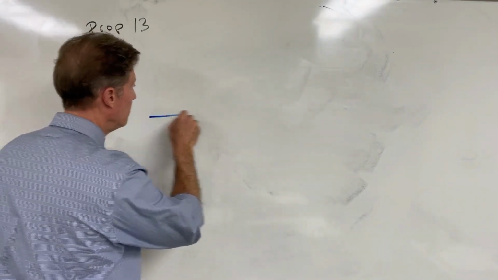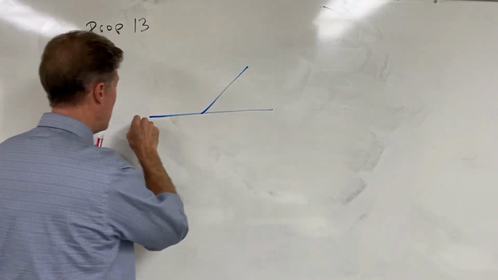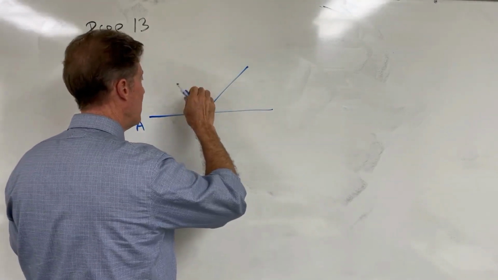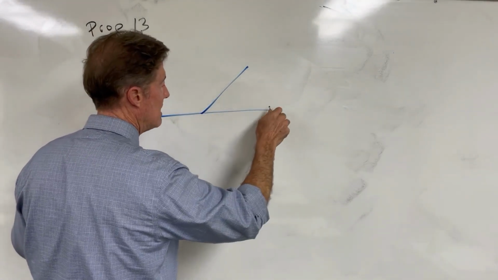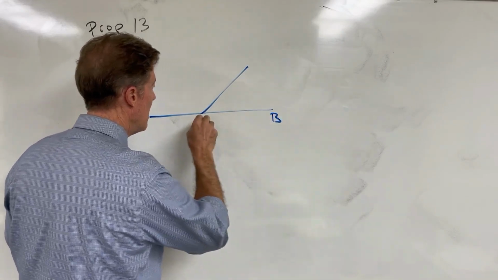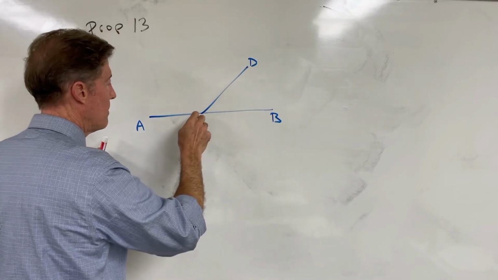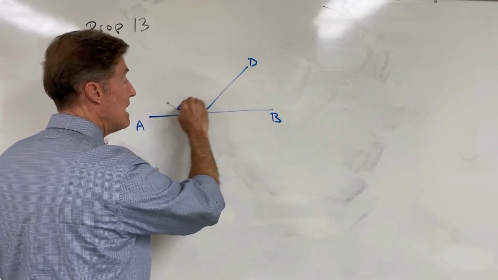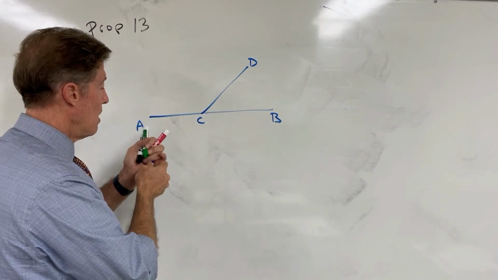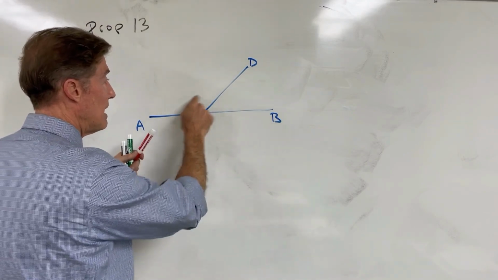So we have a line and another line set up on that line, and we want to show that this angle plus this angle taken together are equal to two right angles. So let's say we have CD set up on line AB, and let's say that they're not equal immediately. Well, we still can show that they equal two right angles.